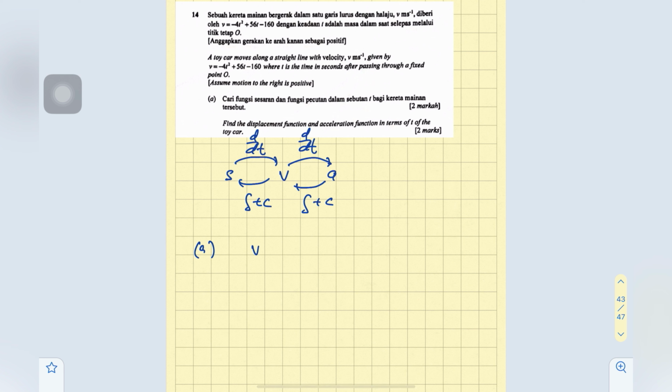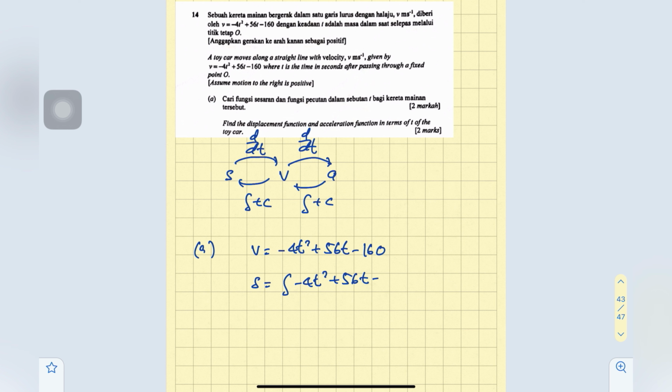Okay, so A dia nak displacement. Okay, so kita start from V lah yang dia bagi. Negative 4t squared plus 56t minus 160. Dia nak displacement S. Okay, so nak cari S from V, kita kena integrate. So S is the integral of negative 4t squared plus 56t minus 160 with respect to t. So we will get negative 4t cubed over 3 plus 56t squared over 2 minus 160t plus c.